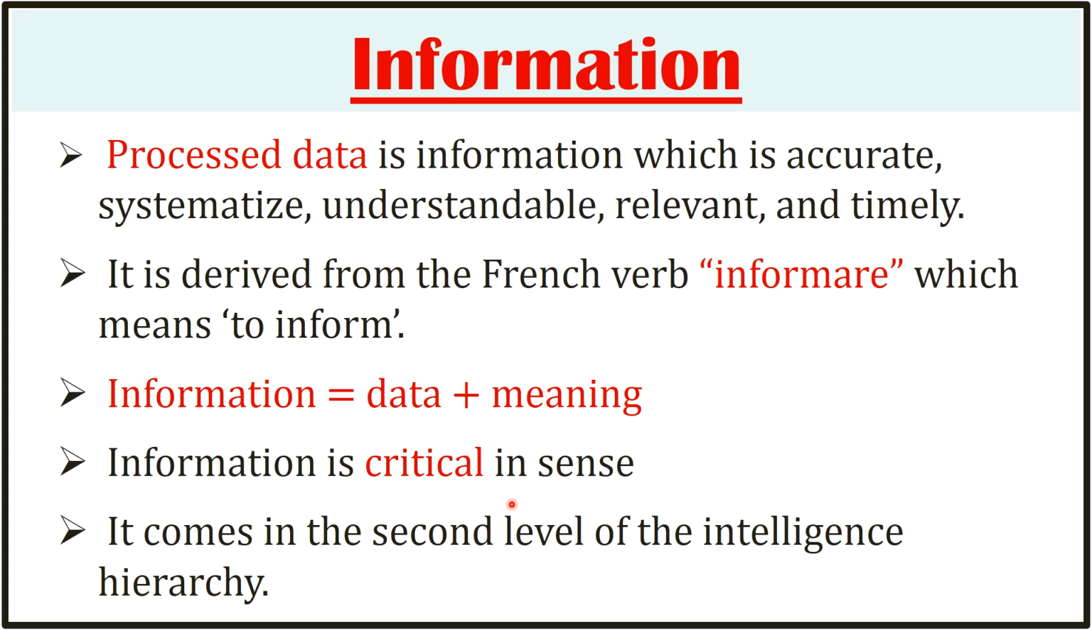Information is critical in sense. Now what does it mean here? Let's take an example to understand this. If someone gets your social account details such as user ID and password, he or she could use it negatively by posting offensive stuff on social media, which could harm your reputation. But if he or she just gets some data such as some digits of your password, they will not be able to use it. So these types of information must be confidential. This is the reason various encoding techniques and encryption are used for transferring and storing the information. It comes in the second level of the intelligence hierarchy, which we'll discuss further.